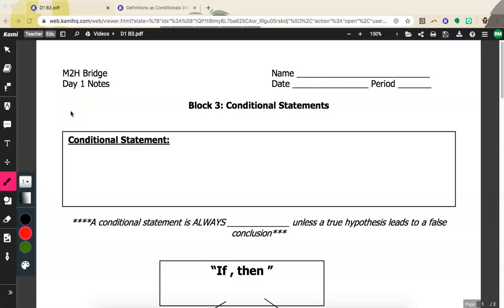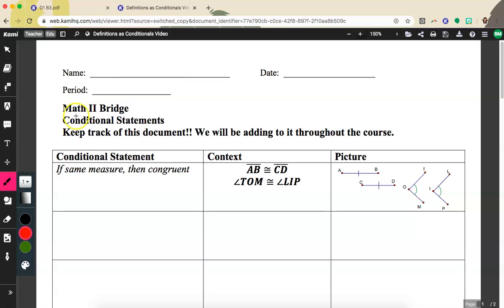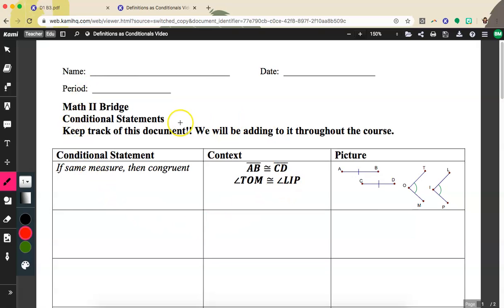All right, we're on day one, block 3 notes. We're going to look at what's called conditional statements. For the block 3 section, there was another document called conditional statements list. You need that open in Cami as well. If you look at the top here, I have two tabs open, right next to each other. So you want this document open. We're going to add to it today.